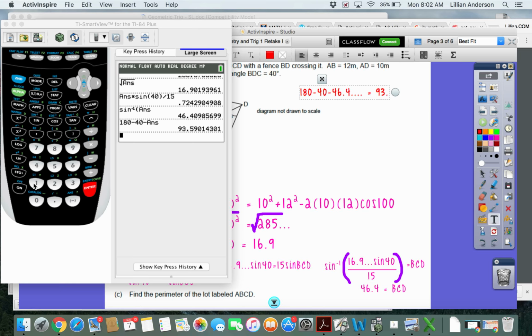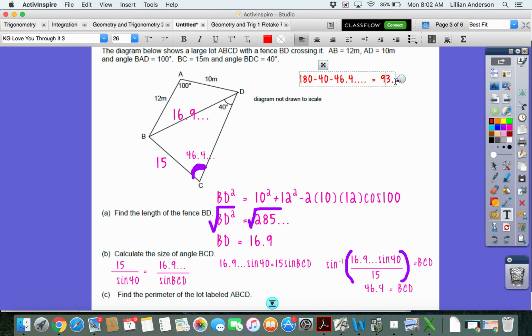So 93.6, and I'm not using the rounded answer here. I'm going to be using the full decimal to find the side length over here. So for part C, to set this up, it's going to be 15 over the sine of 40 equal to CD, because I need that to figure out my perimeter, over the sine of that long decimal.